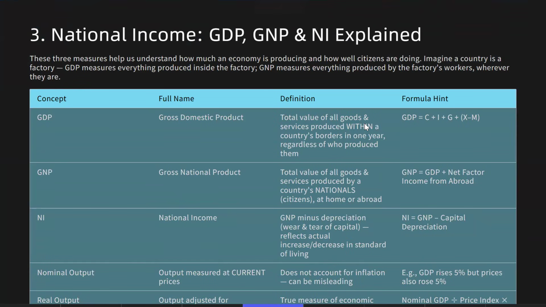Now we're going to take a look at GDP, GNP, national income. And we're going to come back and take a look at GDP in a little more detail after, because you have different methods to calculate GDP. Now, I want you to understand this difference.